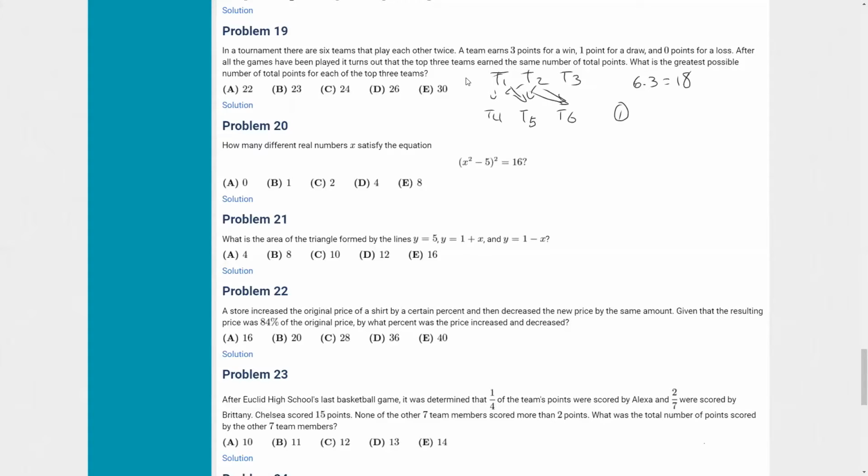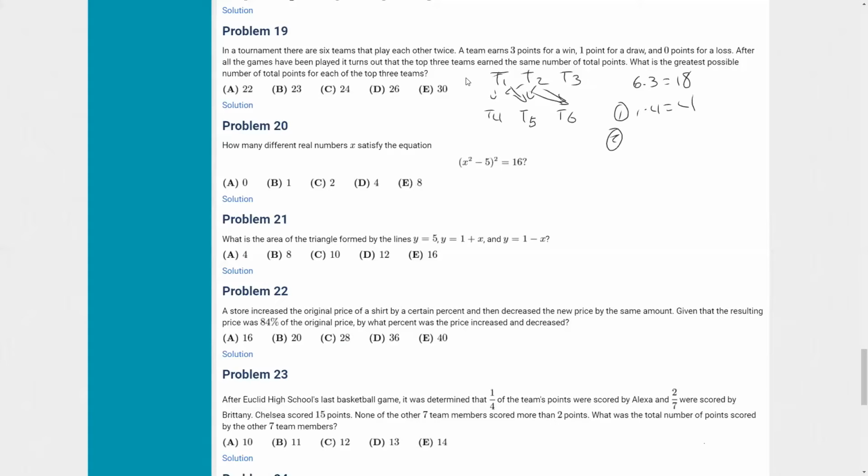So what's the way that we can maximize our score? So option number 1, they all draw. Team 1 draws team 2 twice, team 1 draws team 3 twice. So they play 4 more games and they draw all of them. So 1 times 4 equals 4. So they could each all have 22 points. 18 plus 4 is 22.